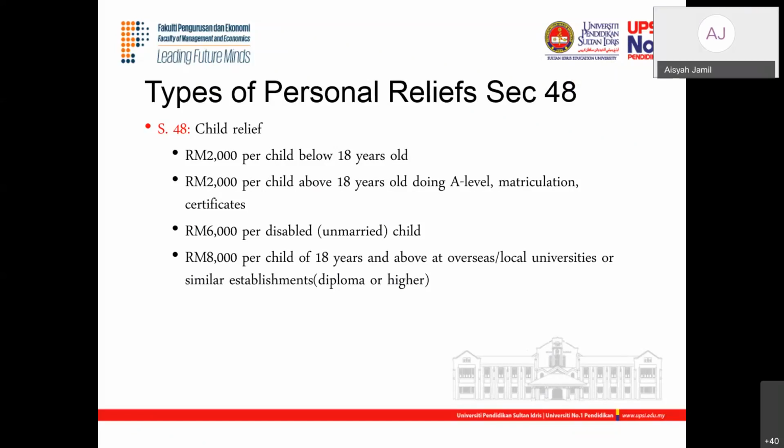Kalau macam dia dapat daripada bantuan-bantuan tu tak ada kira kan? Tak, bantuan tu tak. Tapi kalau dapat daripada atuk, setiap bulan atuk bagi duit tu, tu tak boleh claim lah. Tapi dia complicated sikit tau untuk child relief ni.